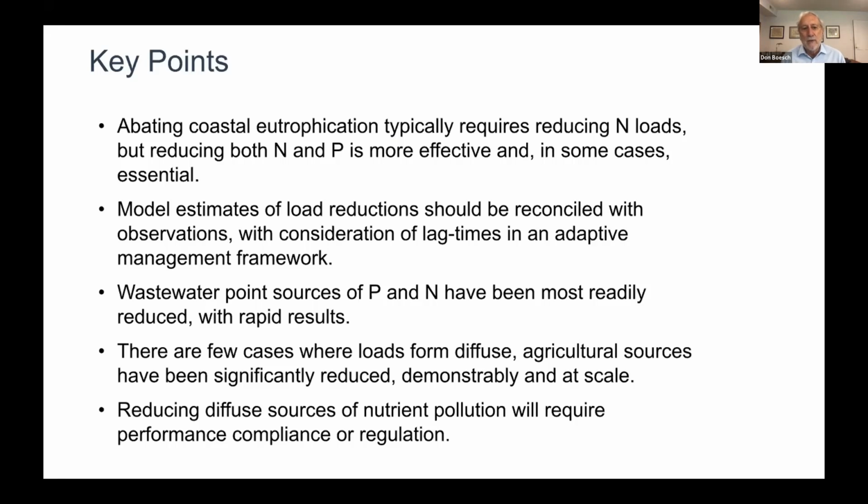We need to understand that wastewater point sources have been most reduced, with rapid results, but our challenges are by and large diffuse sources, and that reducing those sources will probably take something that would involve more like regulation or performance compliance rather than, as I said in the paper, the pay-the-polluter approach. We really need to get something out of it and make sure that the results are really obtained.